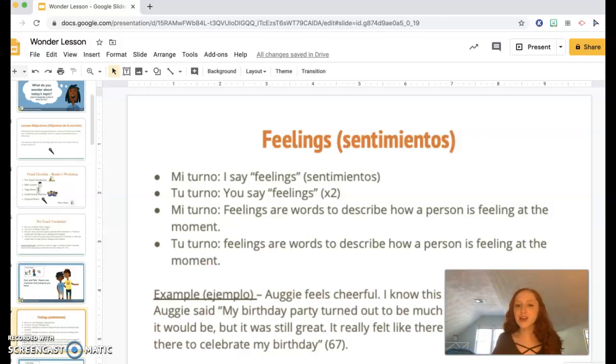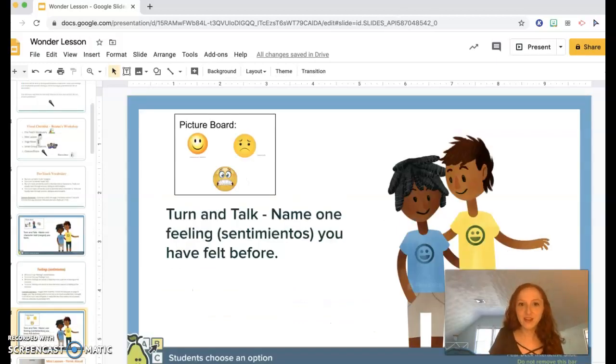An example is Augie feels cheerful, and I know this because on page 67 of Wonder, Augie said, "My birthday party turned out to be so much smaller than I thought it would be, but it was still great. It really felt like there were a lot of people there to celebrate my birthday." He was feeling cheerful and happy, which are feelings. Turn and talk with a friend. Name one feeling or sentimientos that you have felt before. And students can reference the picture board. You can reference the picture board in the left-hand corner as feelings you could say to a friend.